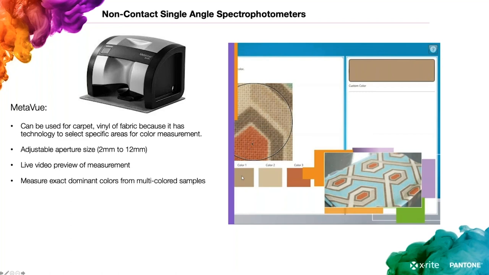A lot of times with one of our other devices, trying to find that specific color, if the color patch is really small, you're not going to be able to put the aperture over it. You may get a mixture of, let's say, this lighter brown or this darker brown. So it's really a nice way to measure color with a much smaller area.